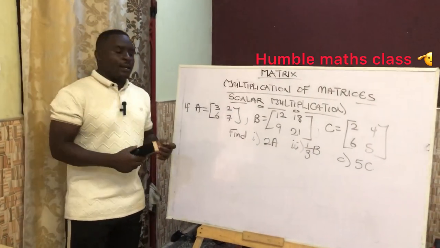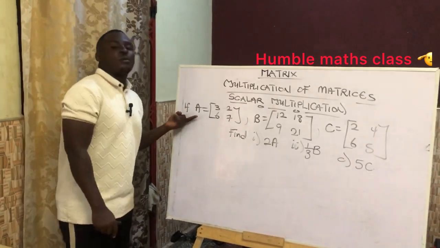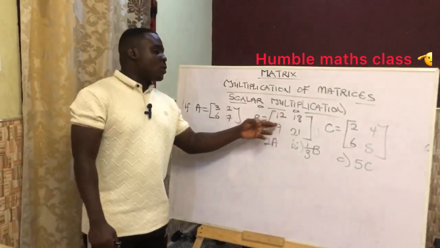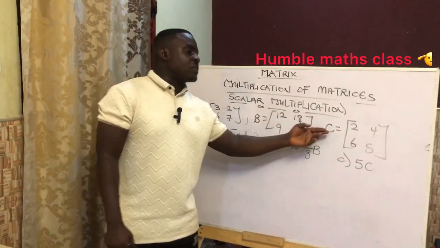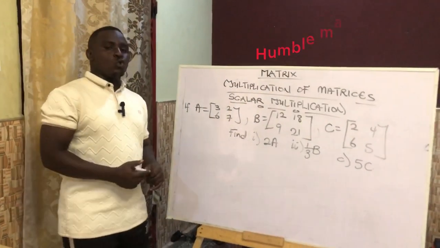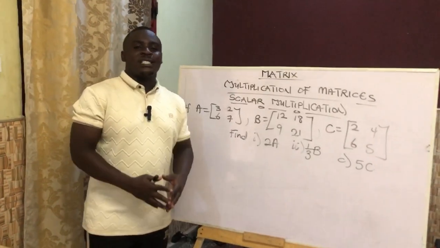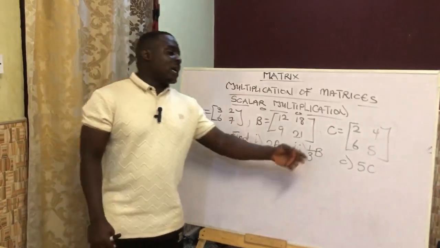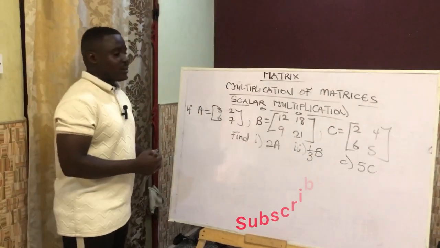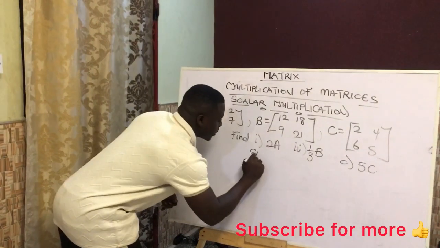With this, let's try and solve this example. It says if matrix A equals 3, 6, 2, 7, B equals 12, 9, 18, 21, matrix C equals 2, 6, 4, 5. Find one, 2A. Two, find 1/3 of matrix B. And three, 5 times the matrix C. So let's try and solve the first one.